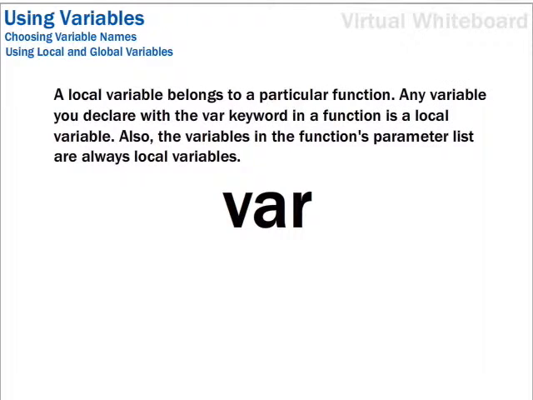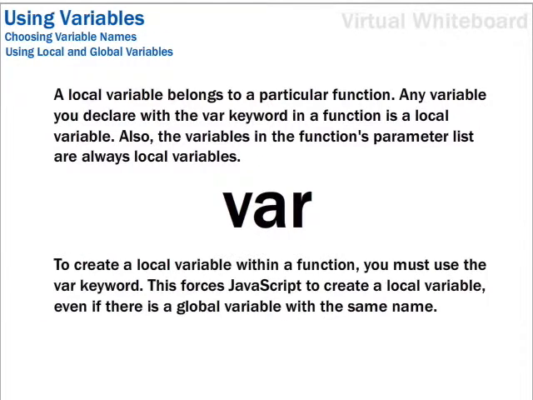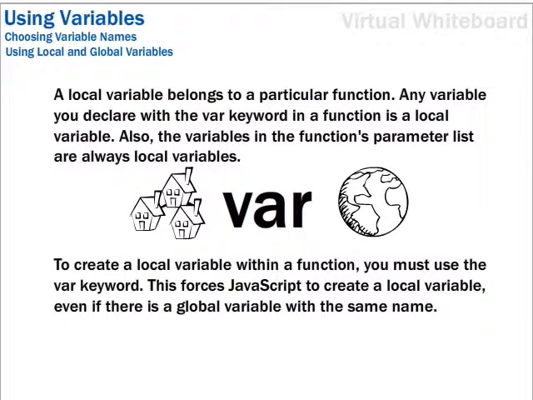A local variable belongs to a particular function. Any variable you declare with the var keyword in a function is a local variable. Also, the variables in the function's parameter list are always local variables. To create a local variable within a function, you must use the var keyword. This forces JavaScript to create a local variable even if there is a global variable with the same name. This should give you a pretty good understanding of the difference between local and global variables. If you're still a bit confused, don't worry. If you use the var keyword every time, you'll usually end up with the right type of variable.